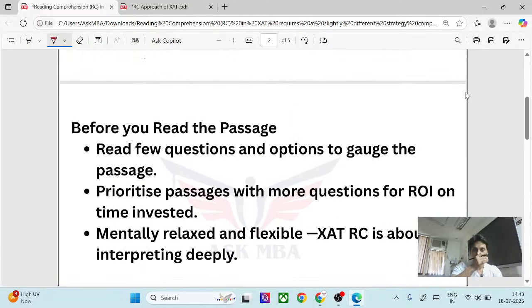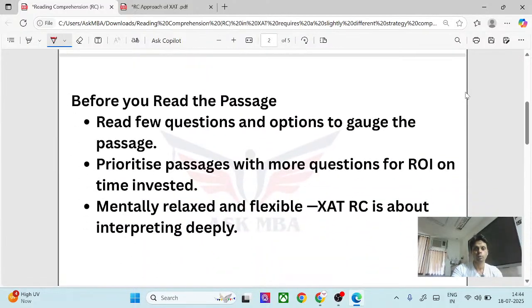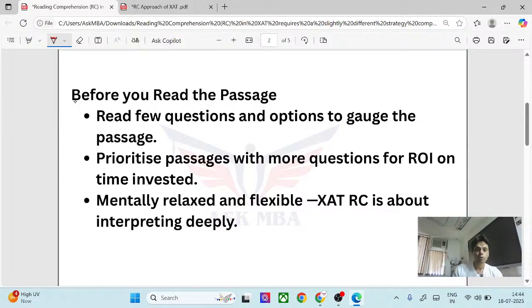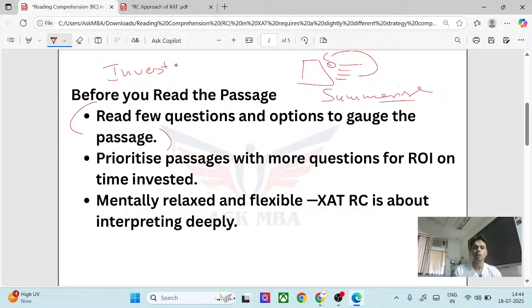Okay. So now let's see, before you read the passage, वो तो हमारी बात हुई. Before you read the passage, what are you supposed to do? You are supposed to read a few questions and options to gauge the passage. मतलब एक passage दिया रहेगा, मुझे उसके questions पढ़ने हैं, उसके options पढ़ने हैं, so that I can summarize the passage. And of course, I also understand whether I am going to invest my time in this kind of question or in that type of RC or not.